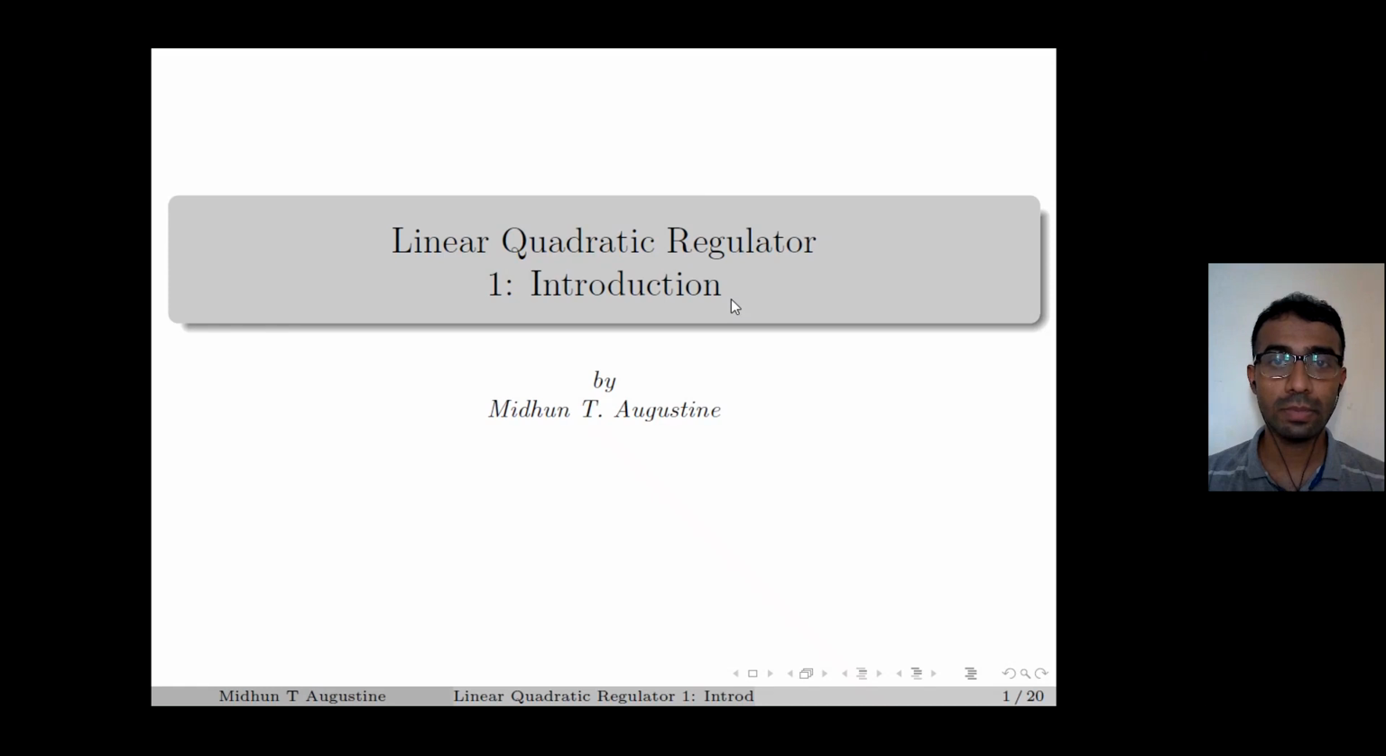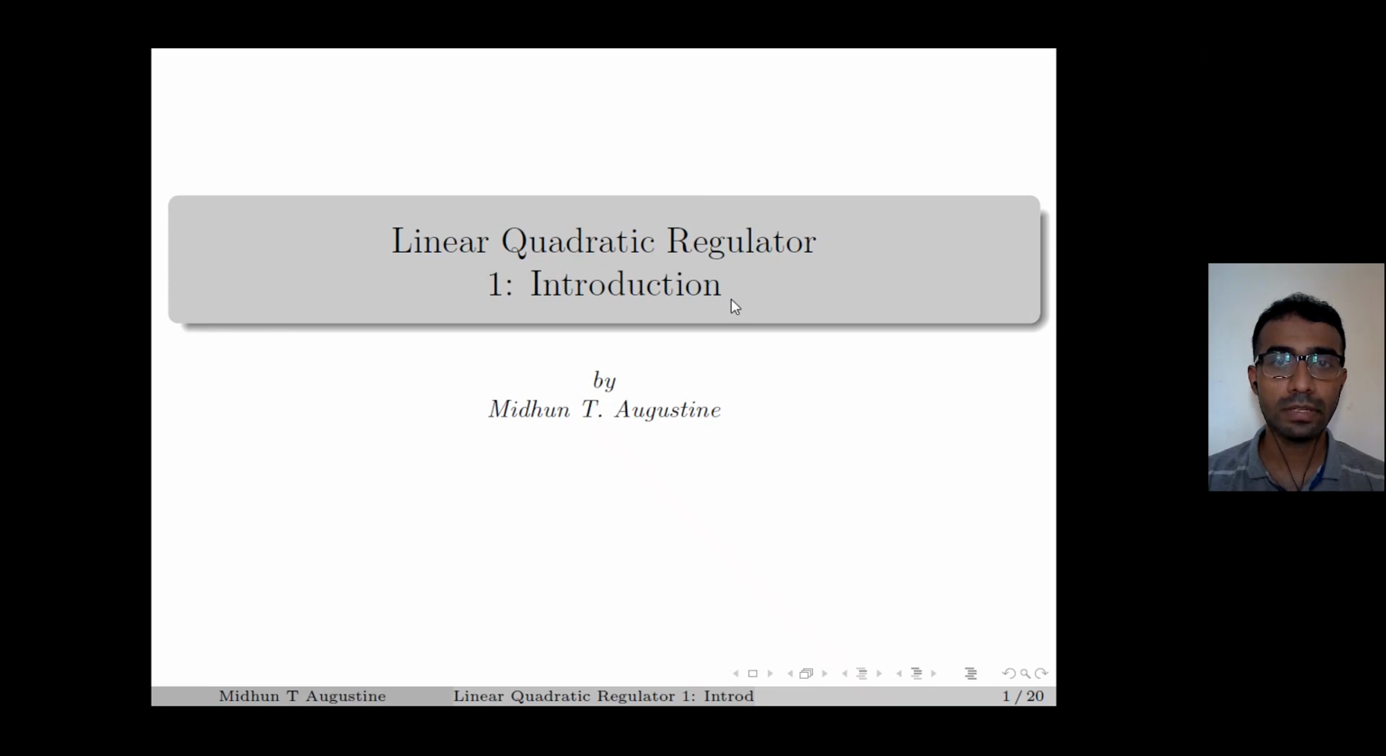LQR is an optimal control approach which uses a linear model of the system and the control input is computed by minimizing a quadratic performance measure. In this lecture series, we will be discussing the different formulations of LQR such as continuous LQR, discrete LQR, constraint LQR along with its derivations and numerical implementation.